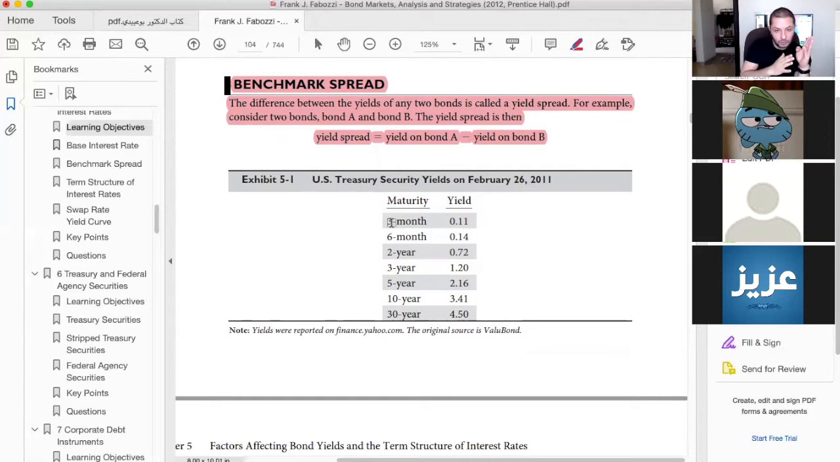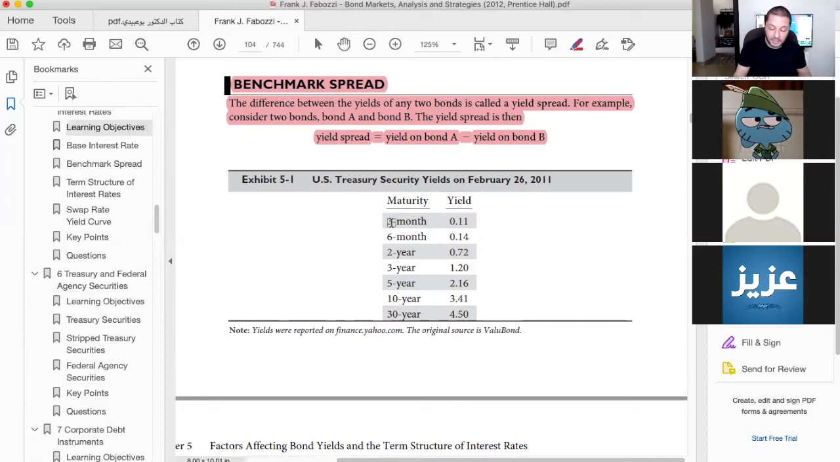When we have a maturity of more than 1 year but less than 10 years, we talk about a treasury note. When we have a maturity of over 10 years, we talk about a treasury bond, right? So these are the three types of fixed income securities issued by the government in the US, at least. We have the treasury bill, less than 1 year, the treasury note, between 1 and 10 years, and finally the treasury bond, over 10 years.